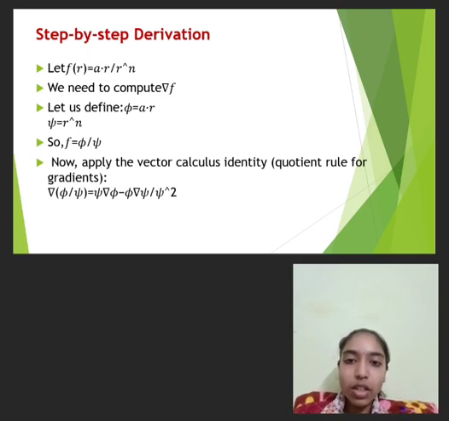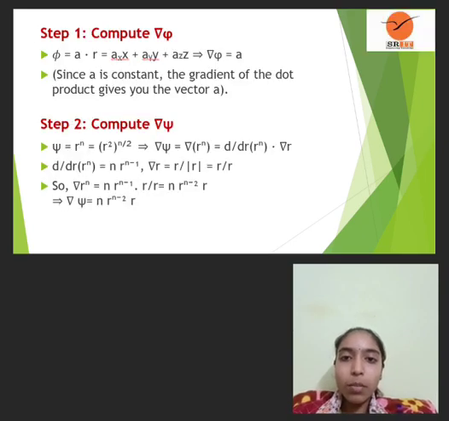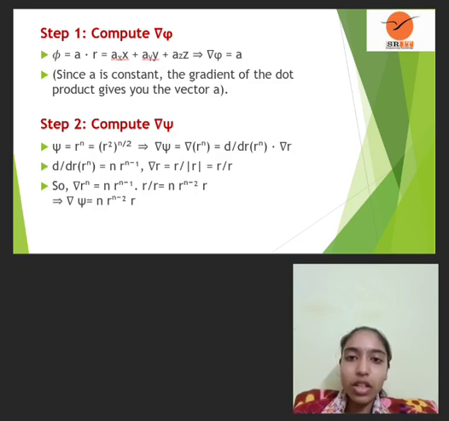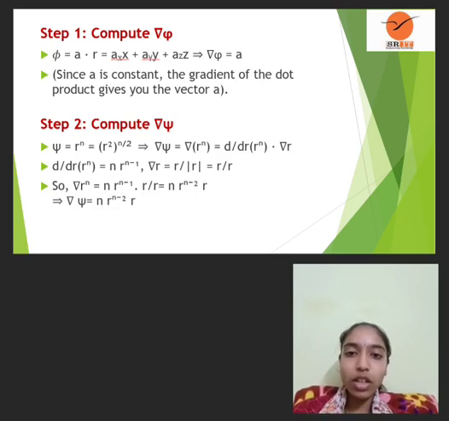Now apply the vector calculus identity, the quotient rule for gradient. Del of phi by xi equals (xi del phi minus phi del xi) by xi squared. Step 1. Compute del phi. Phi equals a·r equals a_x x plus a_y y plus a_z z, that is del phi equals a. Since a is constant, the gradient of the dot product gives you the vector a.